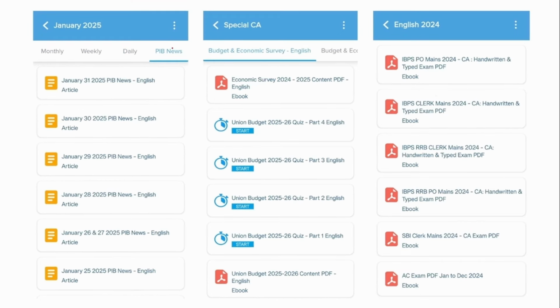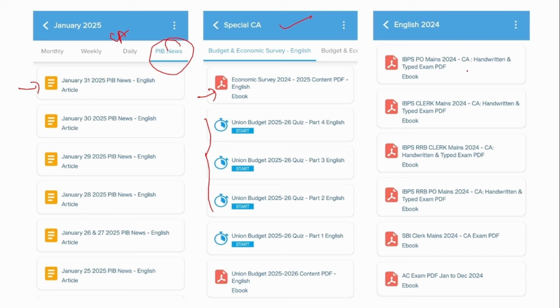Next is that we also provide you the PIB news apart from the current affairs. So you can go and access our PIB news on a daily basis from this part. And as I mentioned, this special CA covers very special topics like budgets and economic survey. After reading the content provided in this PDF, you can go and attend the quiz given below.